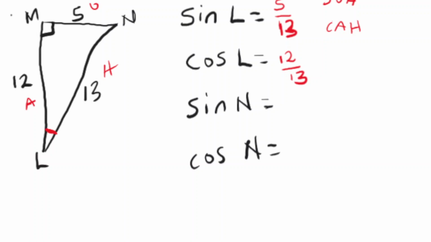Now we look at N. If you are talking of N, here becomes our opposite and here becomes our adjacent. The hypotenuse always stays the same. So sine N is going to give us opposite over hypotenuse, which is 12 out of 13. And then cos N is adjacent over hypotenuse, which is 5 out of 13. So that is it. I don't know if you got this, that is good.